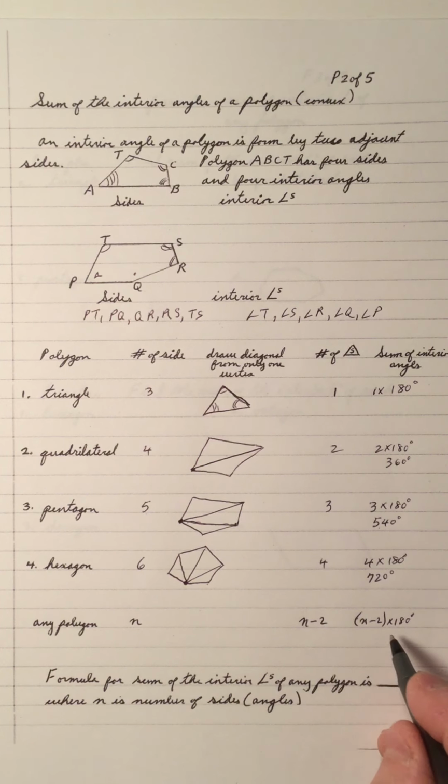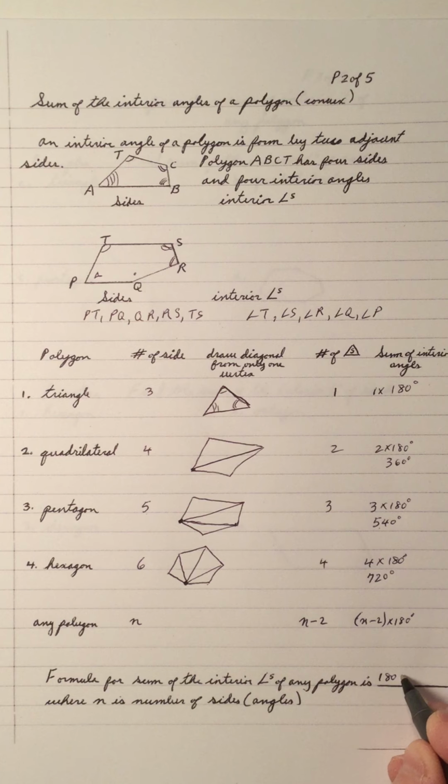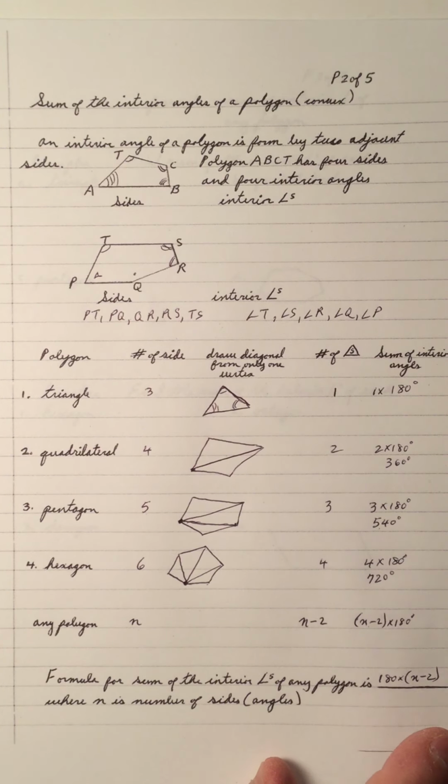So, if we want to write it like that, the formula for the sum of the interior angles of any polygon is 180 times n minus 2. I like to put the 180 in front of the n minus 2, but you don't have to. You could write down n minus 2 times 180. It's the number of triangles times 180, or that way, where n is the number of sides. So that's the formula. 180 times n minus 2.